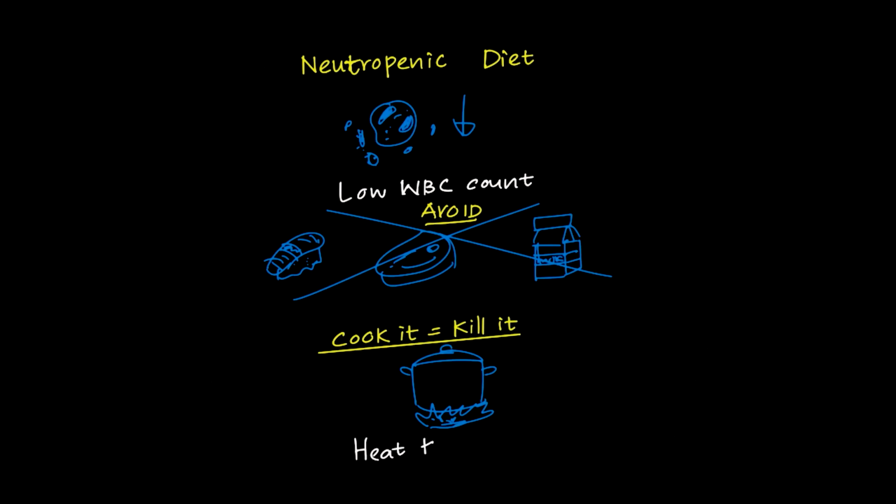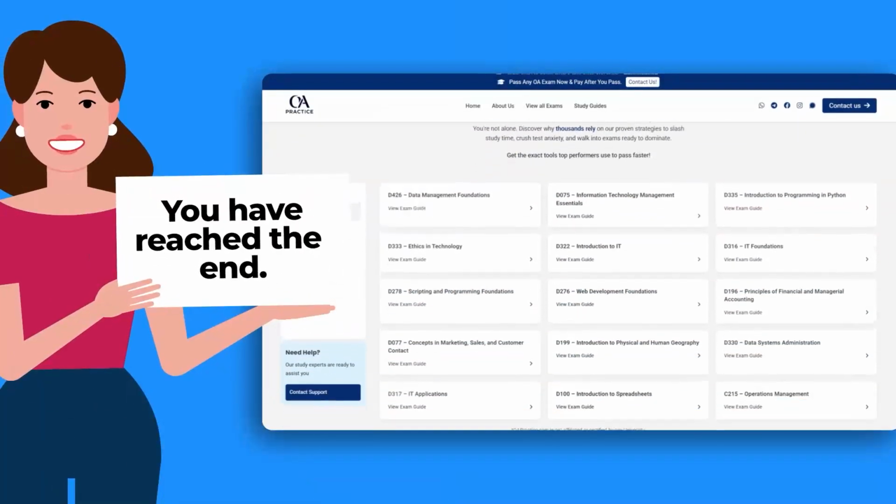Here's a D440 OA exam tip for you. When the question mentions chemotherapy, low WBC, or neutropenia, pick the option that avoids raw foods. Quick recall hook: cook it, kill it. Heat kills the bugs.